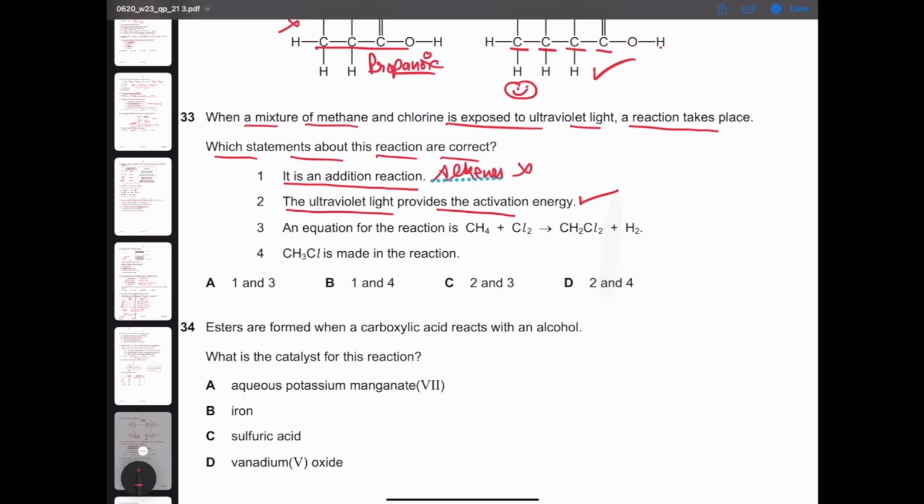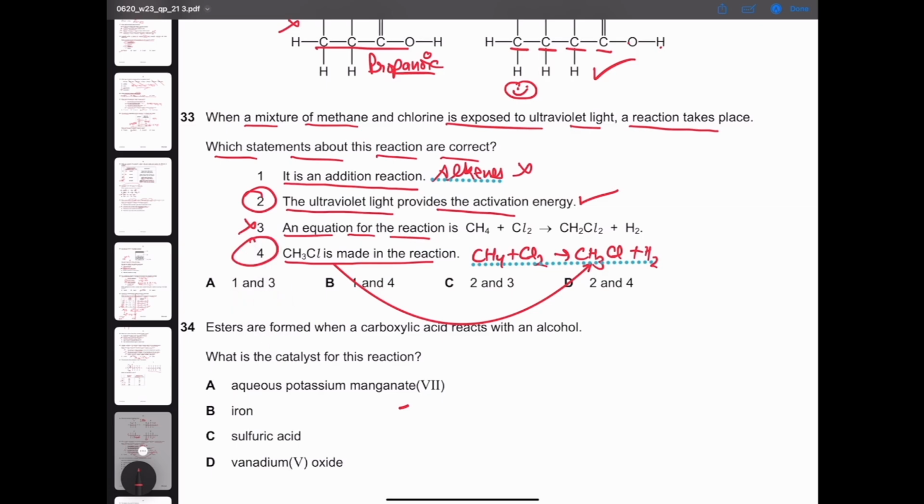This is correct. An equation for the reaction is CH2, Cl2, H2. No, the first equation will be CH4 plus Cl2 giving CH3Cl plus HCl. So this is wrong. CH3Cl is made in the reaction. This is what I have written here. So the answer should be 2 and 4, which is D.